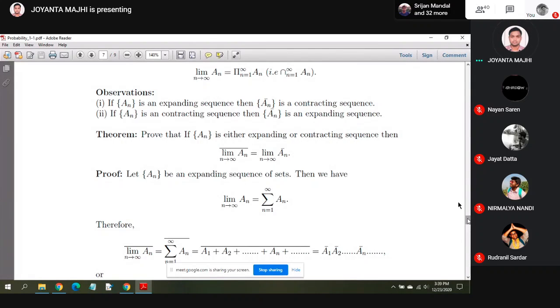Okay, we say that a_n is an expanding sequence. One can prove this result for a contracting sequence in the same way. Here we consider that a_n is an expanding sequence. As a_n is an expanding sequence, by the definition of the expanding sequence we can say that the limit as n tends to infinity of a_n is equal to the union of a_i, i from 1 to infinity.